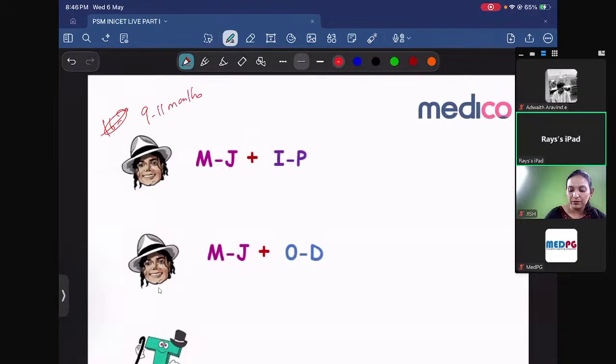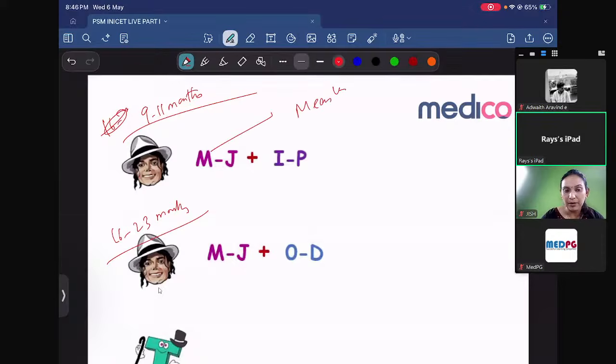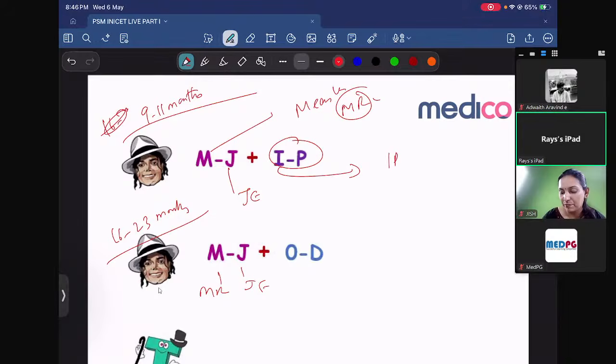Then after that, you have vaccines at 16 to 23 months. 9 to 11 and 16 to 23. Remember MJ, Michael Jackson. M is for measles, MMR, or MR is usually given in the government setup. J is for JE. Again, here also you have MR and J. Now, at 9 months it is MJ plus IP, and at 16 months it is MJ plus OD. IP is always IPV and PCV. See, this is a new addition.